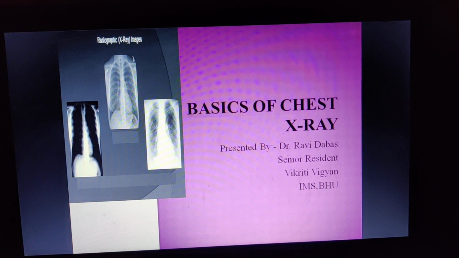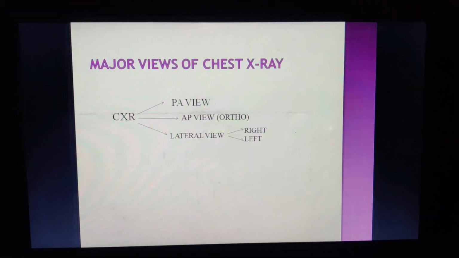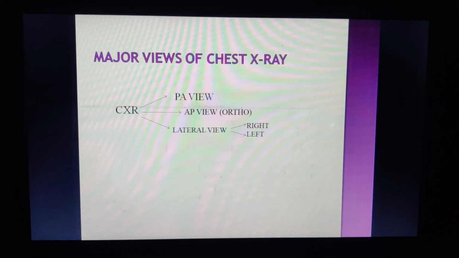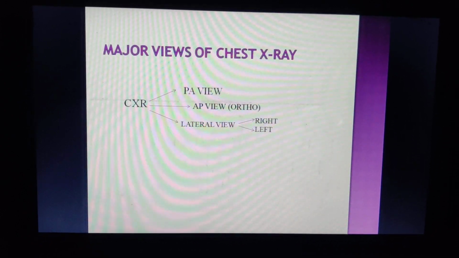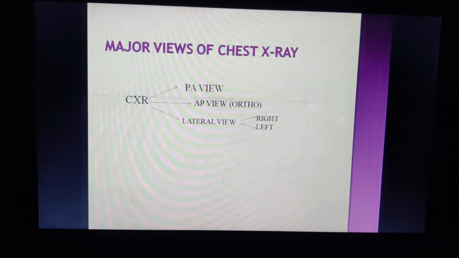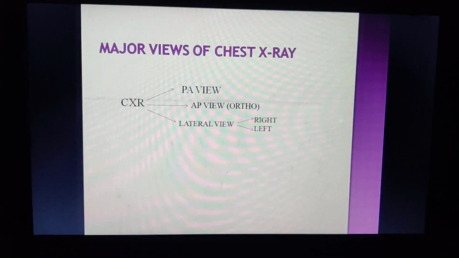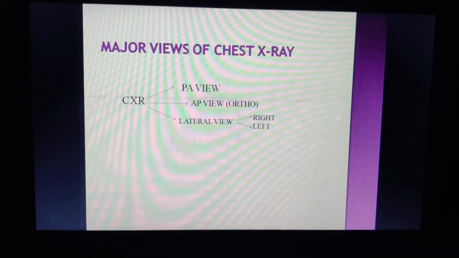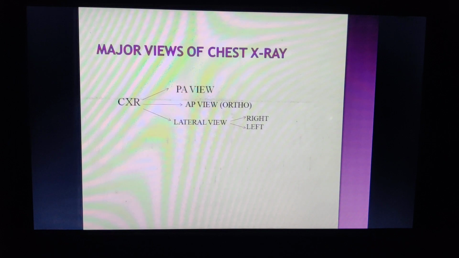Today I am going to discuss the basics of chest X-ray. The major views of chest X-rays are the PA view, known as the posterior anterior view, which is used to see the abnormalities of organs like lungs, heart and diaphragm. The AP view, known as the anterior posterior view, is used in orthopedics to see bone fractures and dislocation of the clavicular and sternoclavicular joints.